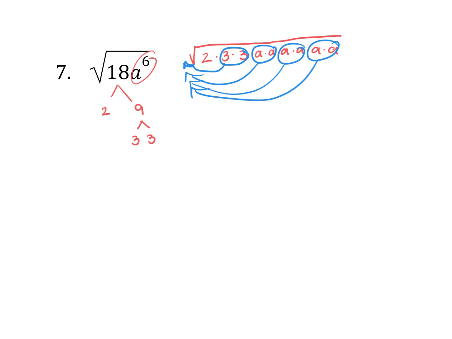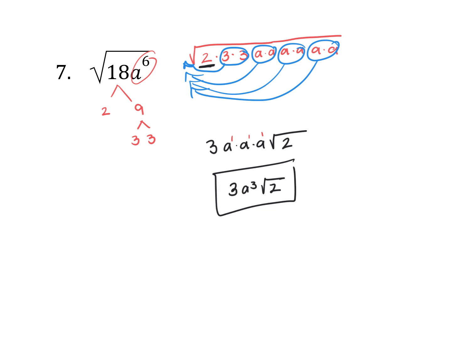Okay, so first I'm going to start with my number, 3. Then I have A times A times A. Underneath my radical, I still have this 2 left over, so that 2 is going to go underneath my radical. And now I want to simplify it. So I have 3. Remember, we add those A's together, so I have A to the 3rd with a square root of 2. So this one would be my final answer for number 7.